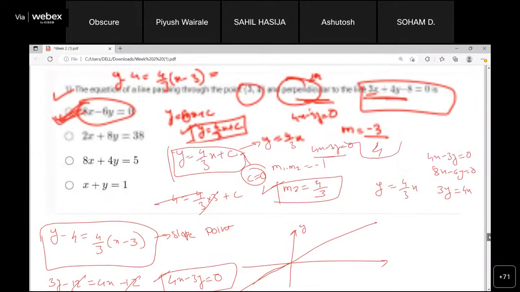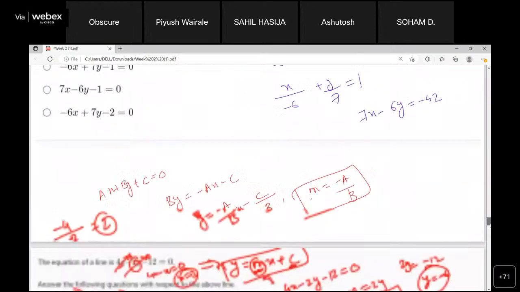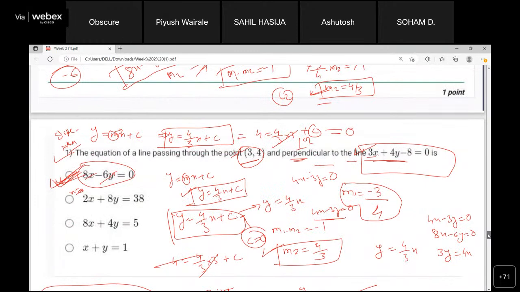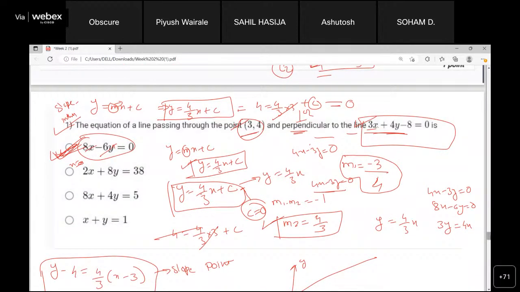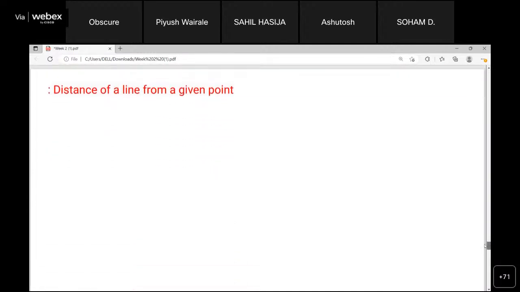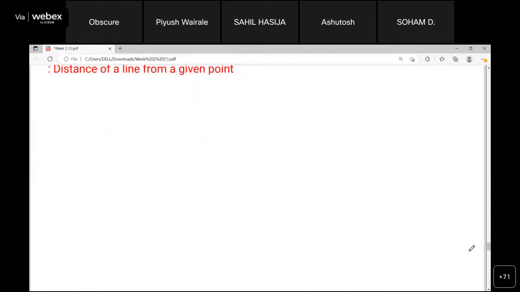So this is how we represent the line using different forms. And if we are given any 2 points or 1 point and slope, we should be able to find out the equation of a line. So this is the mandatory case, the equation of a line. Now there is one more concept, the distance of a line from a given point. Let us first discuss the perpendicular distance.